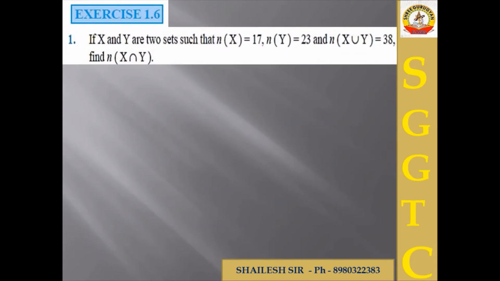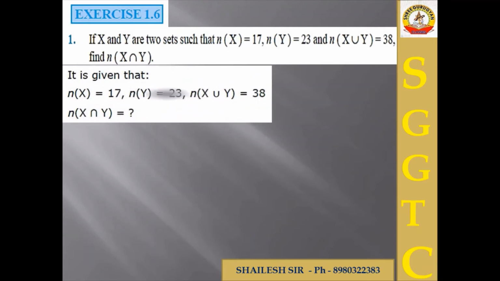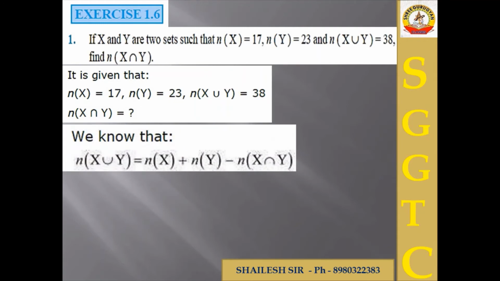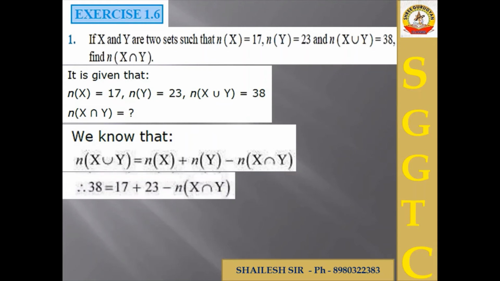Exercise 1.6. N of x is given as 17, N of y is given as 23, and N of x union y is 38. Find x intersection y. It's a very easy numerical, students. We already know the formula: N of x union y equals N of x plus N of y minus N of x intersection y. Apply all the given values and simplify. N of x intersection y is 40 minus 38, so you get the answer 2.